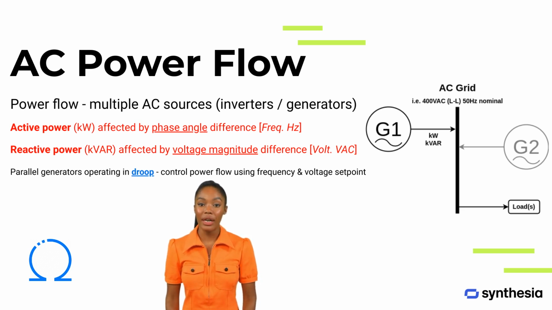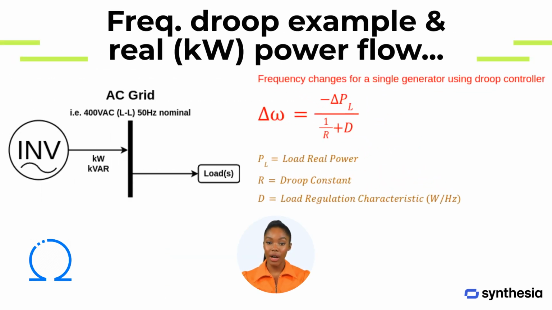Active power, measured in watts, is affected by the phase angle difference between generators and adjusted using the frequency setpoint. Reactive power, measured in reactive volt amperes, is affected by the voltage magnitude difference between generators and adjusted using the voltage setpoint. Droop mode is the commonly adopted mode used to allow predictable and controlled load sharing between AC sources.